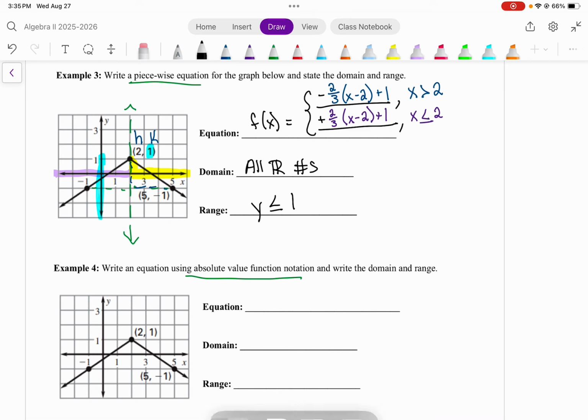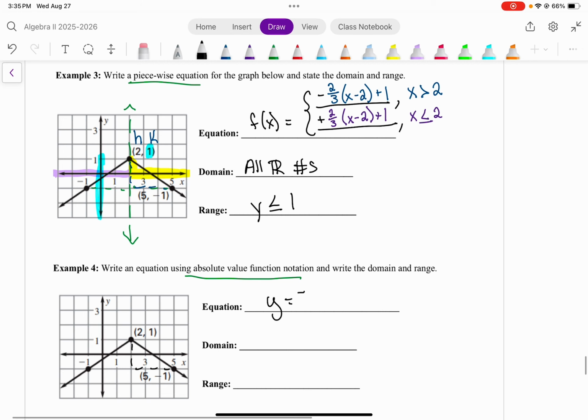So because this is an absolute value function, we're going to write it as y equals. We already know what our a value was. It was 2 over 3. And because our graph is opening down, it has to be the negative 2 over 3. Then our absolute value symbols.